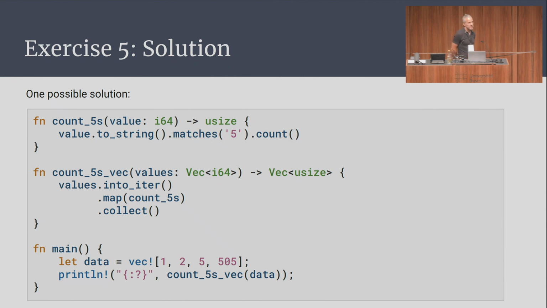Since I assume most of you, at least, are familiar with Python, I don't think this comes as a surprise. Map would be the same in Python, even if we wouldn't have a collect in Python. We would usually call the list method to consume this iterator. This is just like working with iterators in a very similar way as Python.